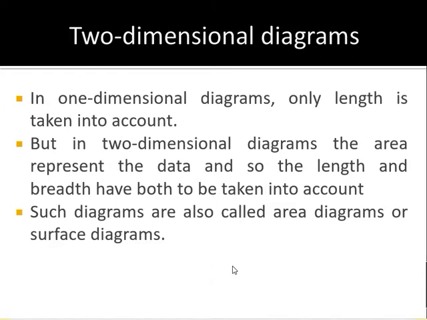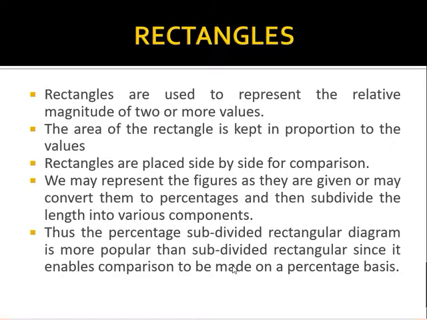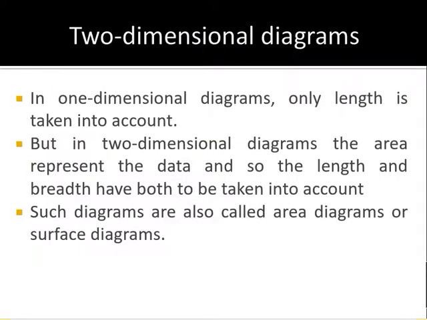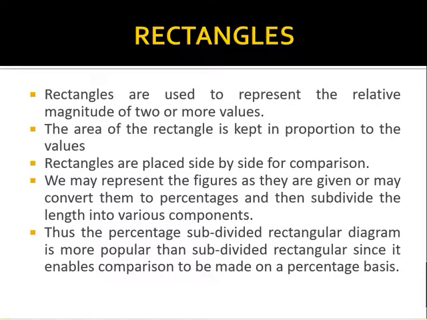Now, we will go to some examples. First one, rectangles. So, usually in two dimensional diagrams we use rectangles, squares and circles. So, first we go to rectangles. Rectangles are used to represent the relative magnitude of two or more values. The area of the rectangle is kept in proportion to the values. Rectangles are placed side by side for comparison, and we may represent the figures as they are given, or we may convert them to percentages and then subdivide the length into various compartments.